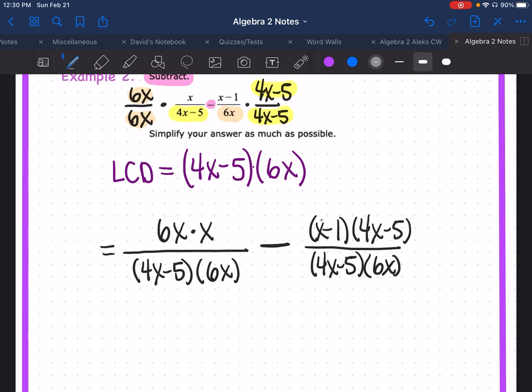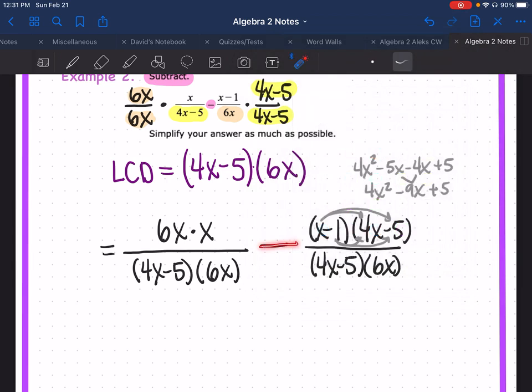So I'm going to say x times 4x and x times minus 5. Then I'm going to say negative 1 times 4x and negative 1 times negative 5. These two will combine together to give me 4x squared minus 9x plus 5. So these two are where I got the minus 9 from. Then don't forget, you also have to distribute the negative. So the negative is going to make this a minus, this a plus, and that a minus.